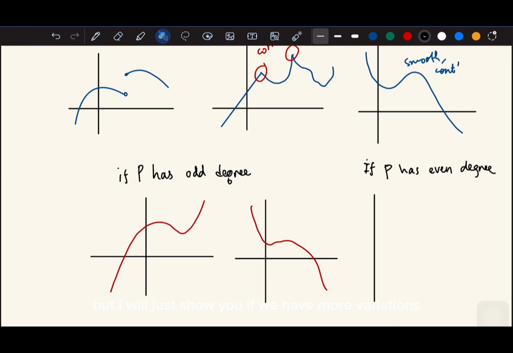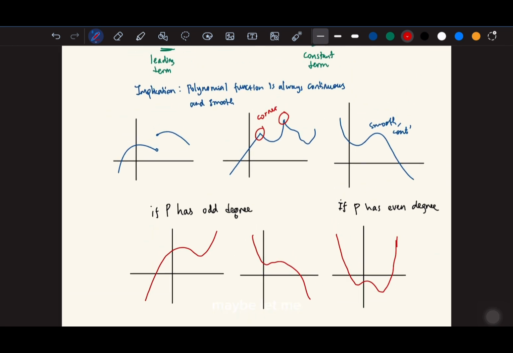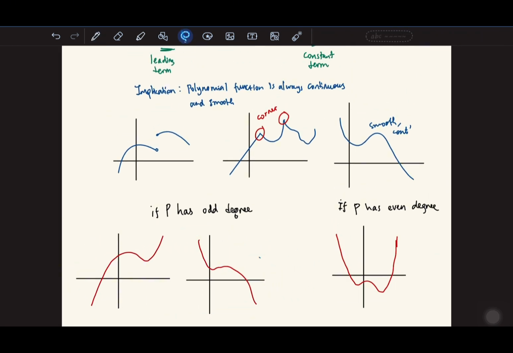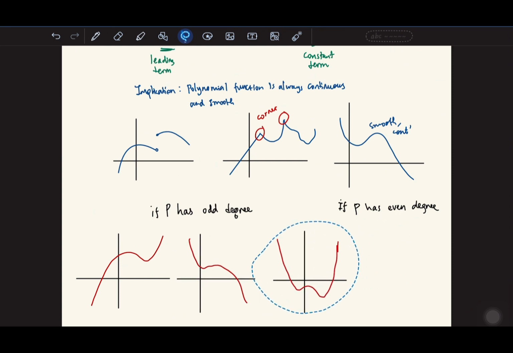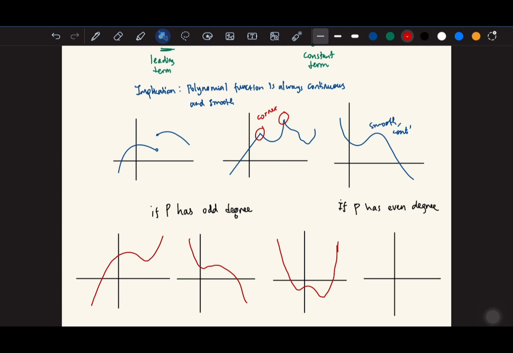But I will just show you if we have more variations. For example, we can also make something like this. There is something in between, but they are still in a macro scale. It's going to be like that, or like that, or like this. And this is just a random polynomial, it can be maybe x to the 4 plus 2x cubed plus and so on. But the end behavior: one side goes down and the other goes up, or goes up and goes down, or both go up, or both go down.